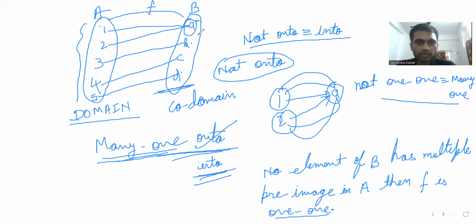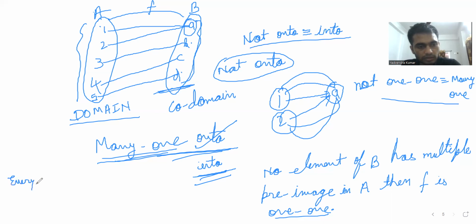So now this function is onto because every element of B got used. Got used means every element of B has at least, notice the word, I'm not saying one pre-image, at least one pre-image in set A. So it could be more, right? Then that is onto.